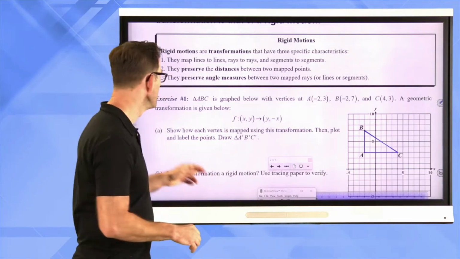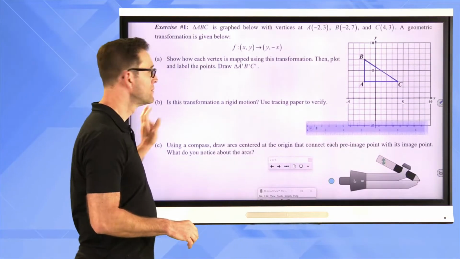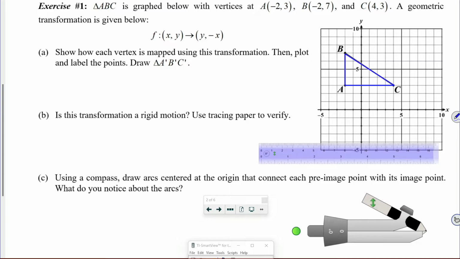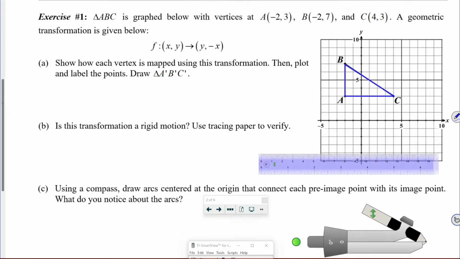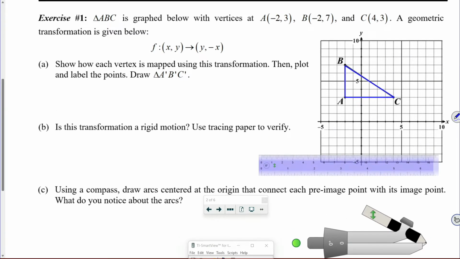Okay, let's take a look at exercise number 1. Triangle ABC is graphed below with vertices at A (-2, 3), B (-2, 7), C (4, 3). A geometric transformation is given below. F of (x, y) goes to (y, -x). I feel like we've seen this one before. Letter A, show how each vertex is mapped using this transformation. Then plot and label the points. Draw triangle A', B', C'.